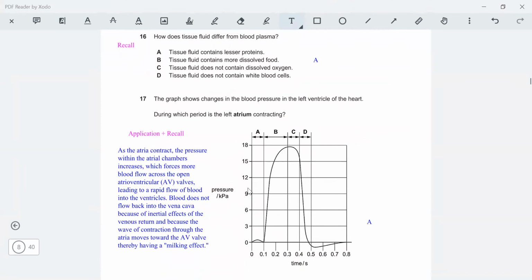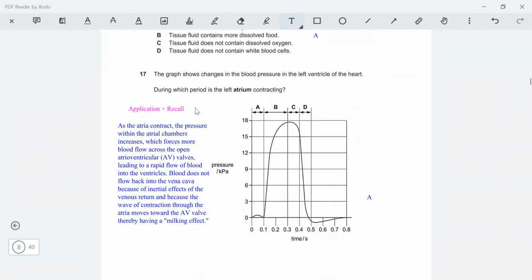Question 17. This might be a tough question for some people. The graph shows changes in the blood pressure in the left ventricle of the heart. During which period is the left atrium contracting? So, application recall. When the atrium contracts, the pressure within the atrial chamber would increase. So when it increases, it will force more blood flow across the valves. It will lead to a rapid flow of blood back into the ventricles.